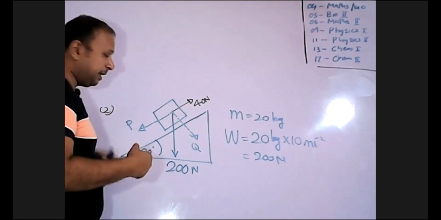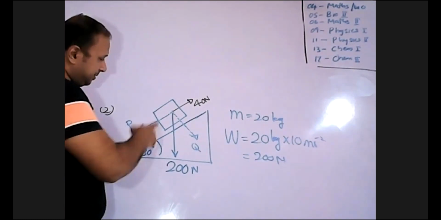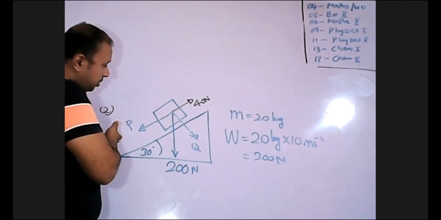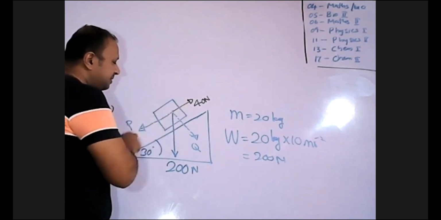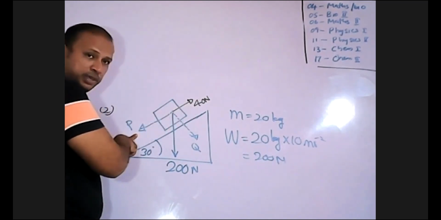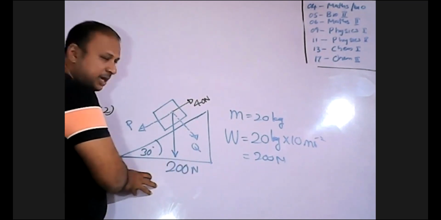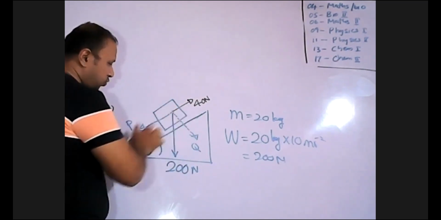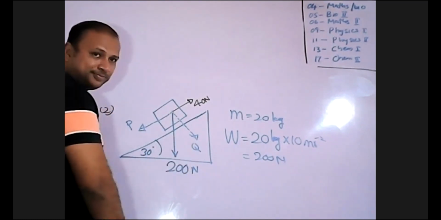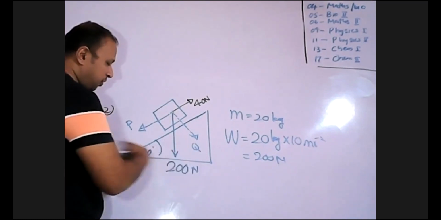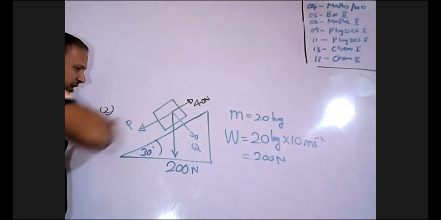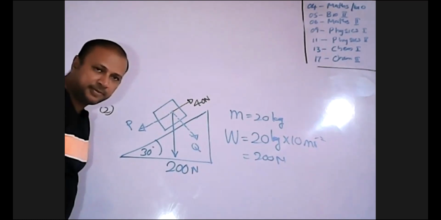The reason for this resolving method is, look at this. If I resolve this 200 Newton along the plane, you can clearly see there are two forces along the plane: one is 40 Newton, the other one is P, the resolved component of this one. Therefore, I can take the resultant of these two. Then I know this Q value, and I can take the resultant force along the plane.